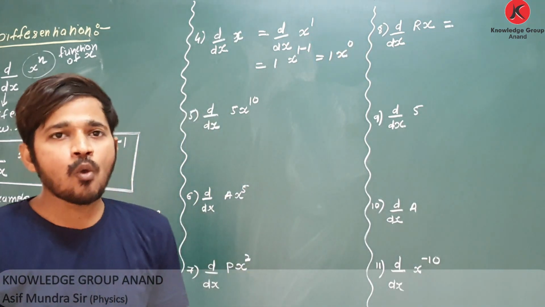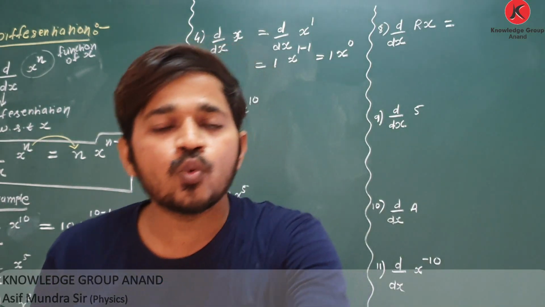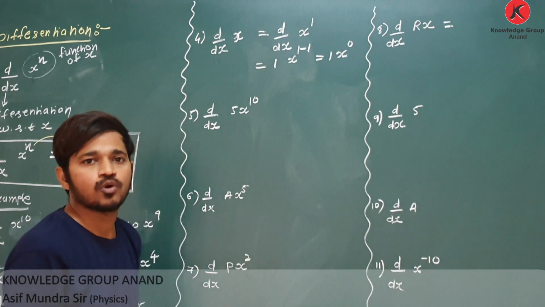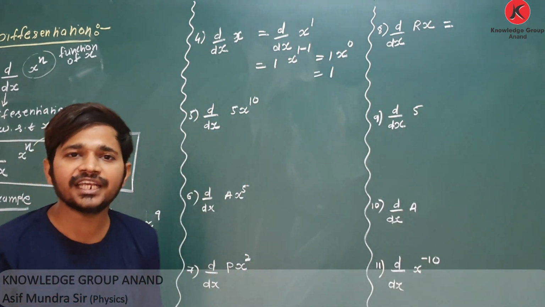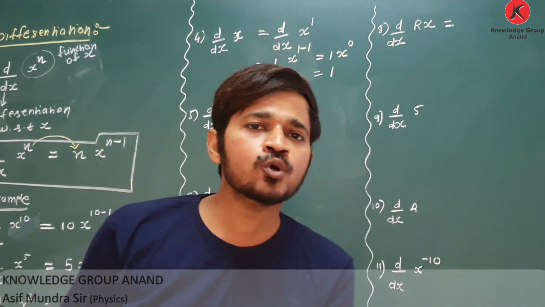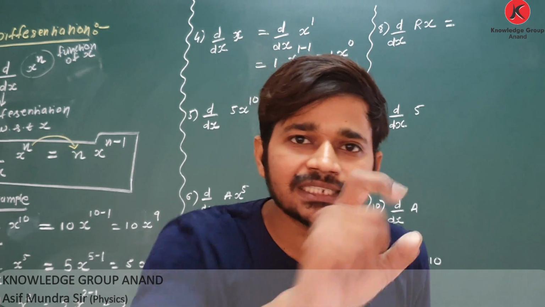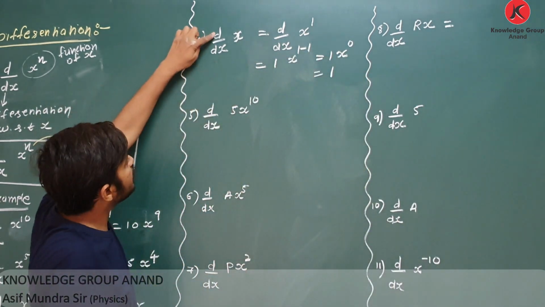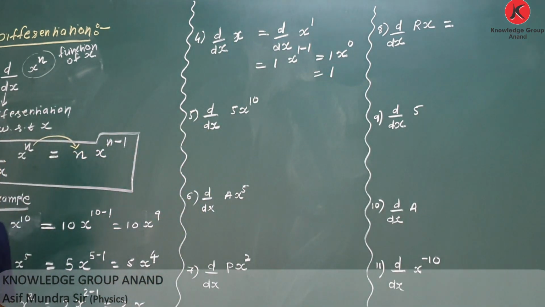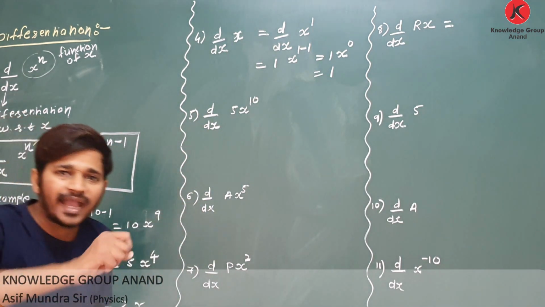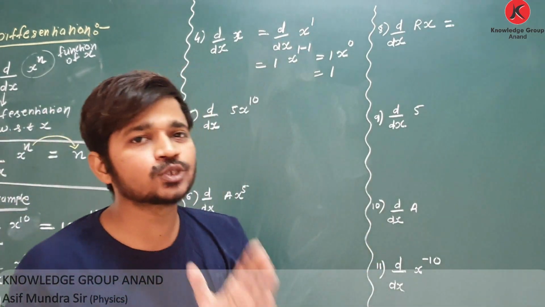Now students, what is x raised to 0? x raised to 0 is equal to 1. So your answer is 1. Any term raised to the power 0, its answer is 1. So d upon dx of x, its answer is 1. So it is very easy. You have to take the power as coefficient and decrease one power.